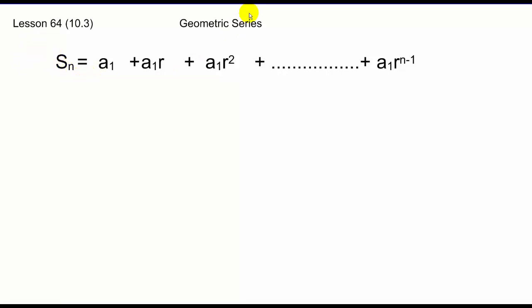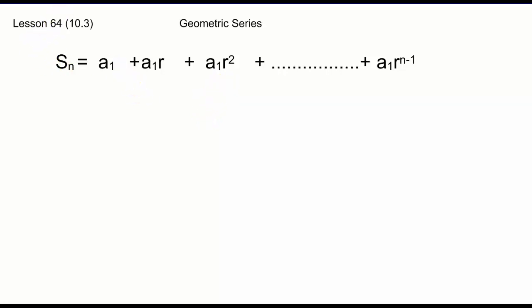Now, we remember what Gauss did when he was working with the arithmetic series: he reversed the order of that series and found out the sum was the same. He tried the same thing for the geometric, but it didn't work. So he had to come up with another trick. And his trick was this.